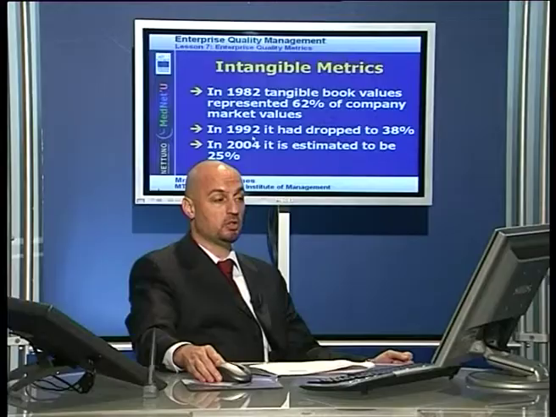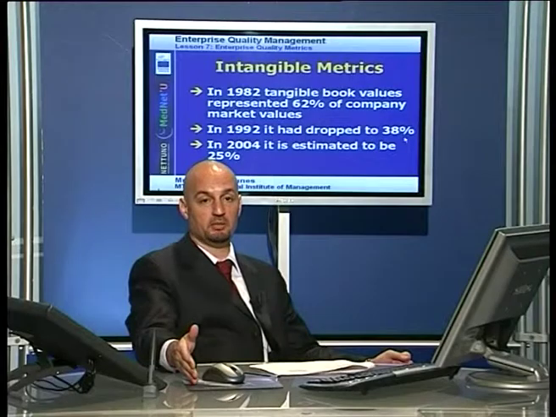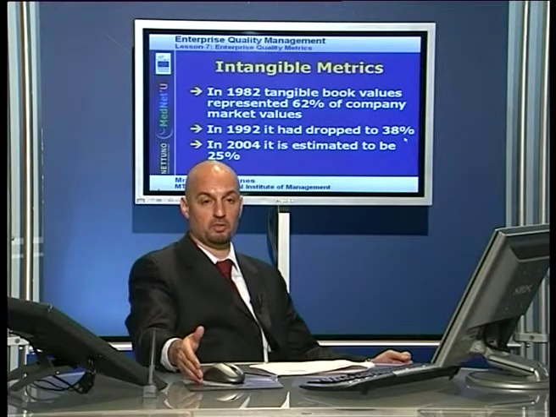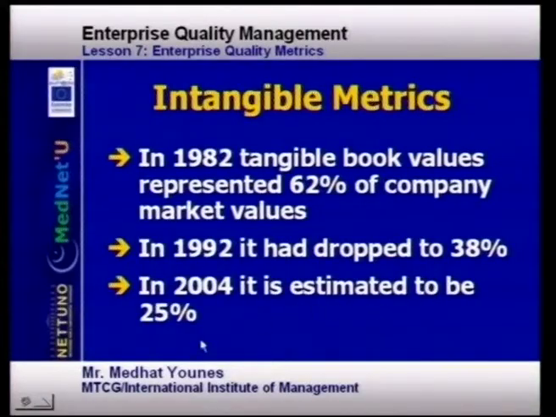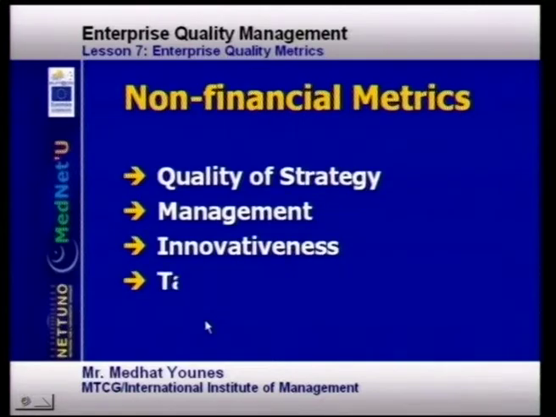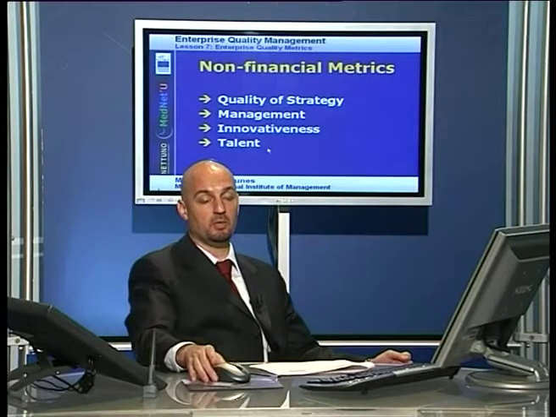In 1992, after 10 years, this value even dropped to 38%. So if the value of the company is 100 million, then the actual assets of the company are 38 million. In 2004, it is estimated to be 25%. So that shows that there are other ways of measuring the performance or the value of the business, not only through money.